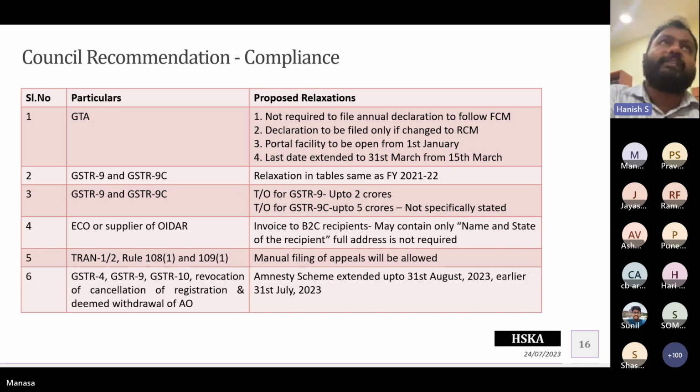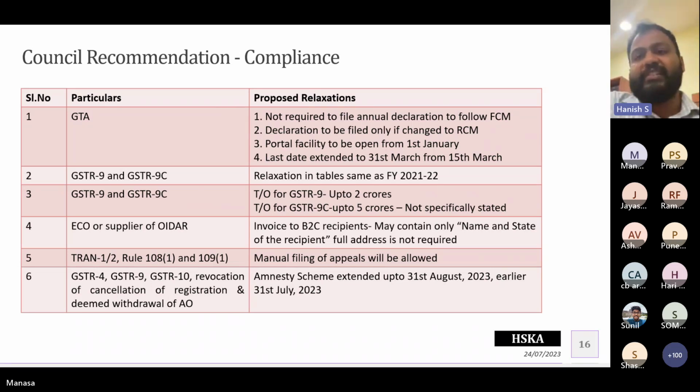Next, a few other compliance related changes. GTA was allowed to pay taxes under forward charge or under reverse charge. If he wants to opt for payment of tax under forward charge, he had to make a declaration. That was an annual declaration. A lot of people complained, why do we have to follow this procedure? As long as I want to be under forward charge, let me be under forward charge. Whenever I want to go under reverse charge, I will give you the declaration. So that was accepted. So now once you file a declaration for forward charge, you can continue that till you file another form to say I want to pay taxes under reverse charge mechanism from next year.